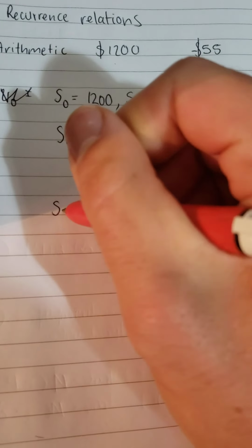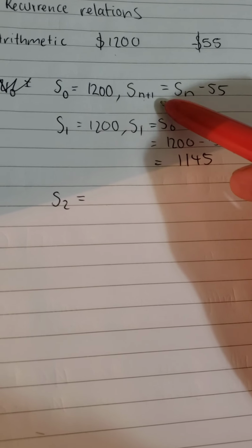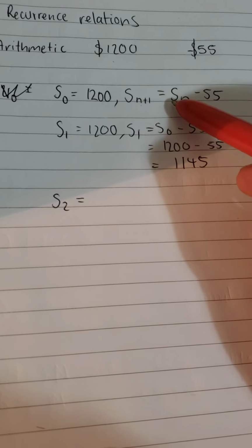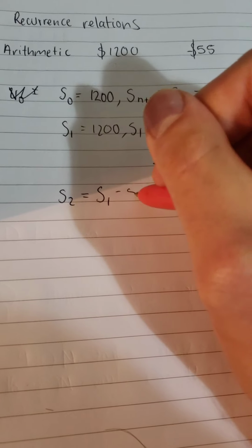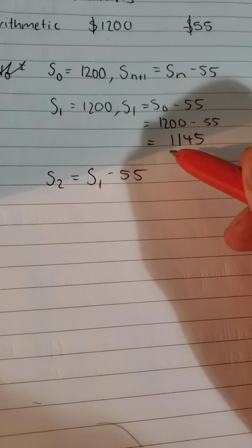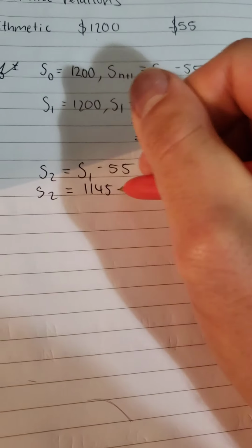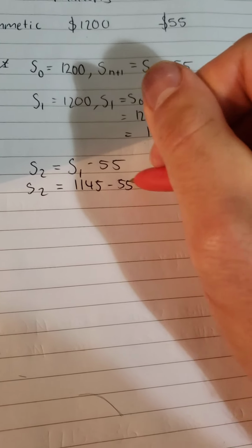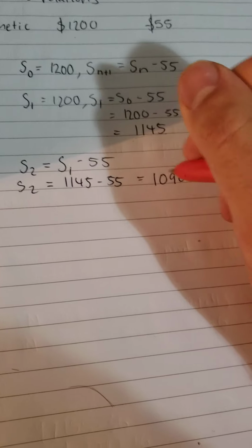So S2, and I'm just going to do the right-hand part, is going to be the value of S1, the term before, minus 55. We worked out the value of S1 as 1145, so S2 is going to equal 1145 minus 55, which will be $1,090. Then we can just keep going. We can go to S3, using the value of S2 and minusing 55, and so on.